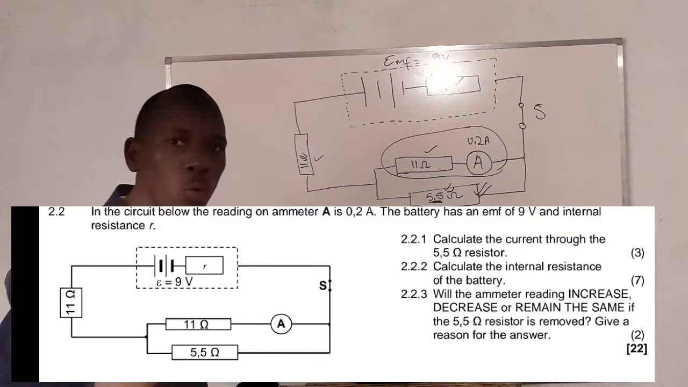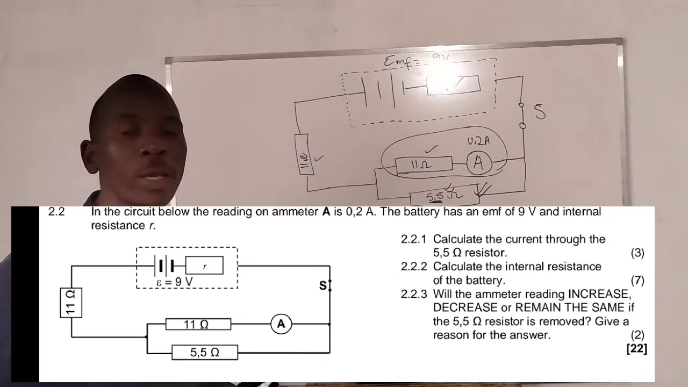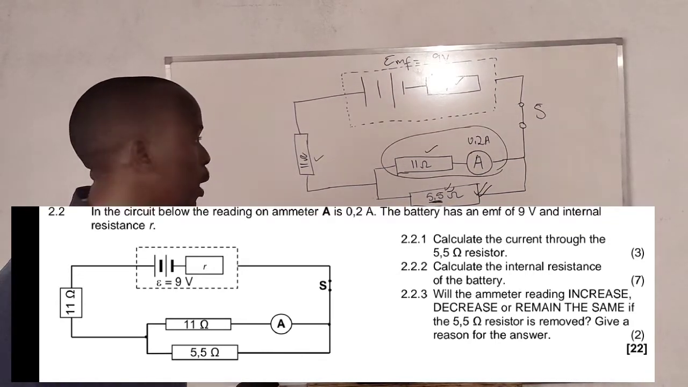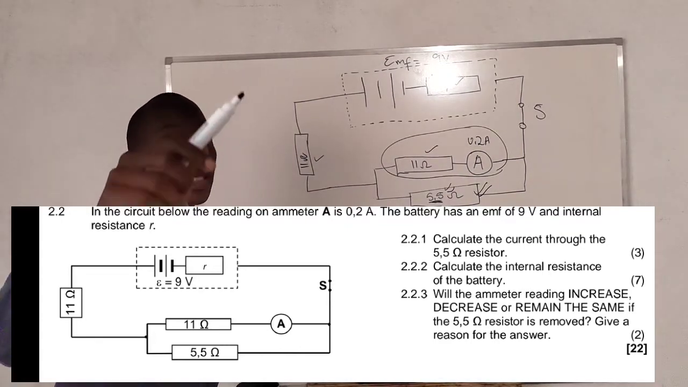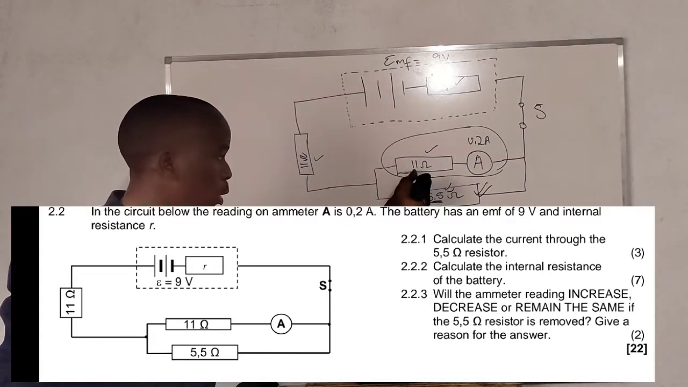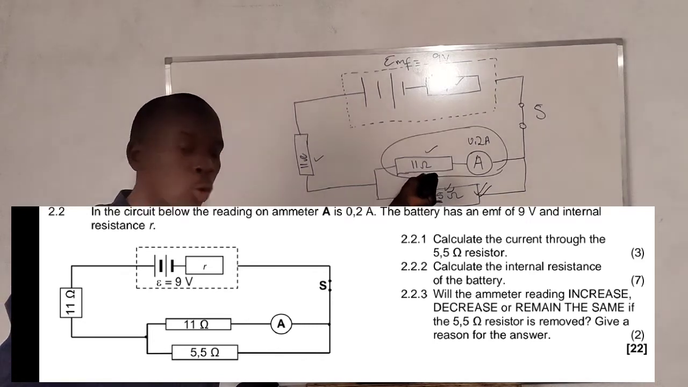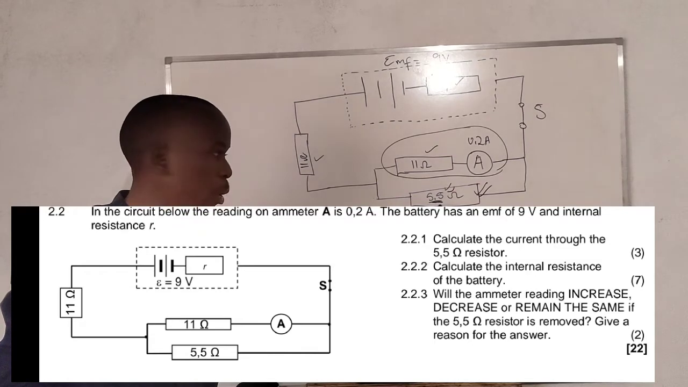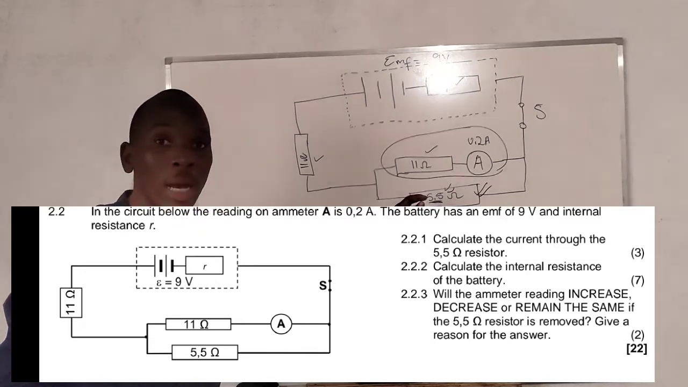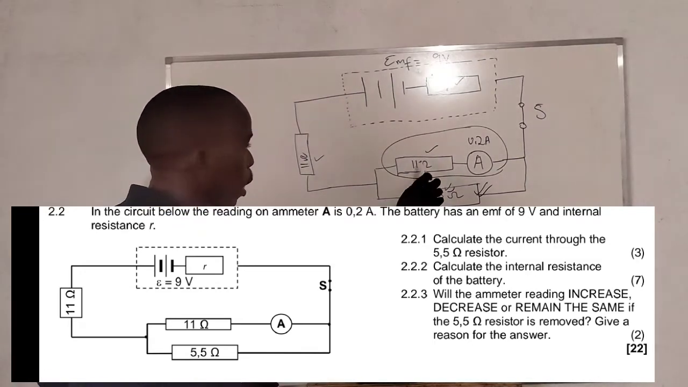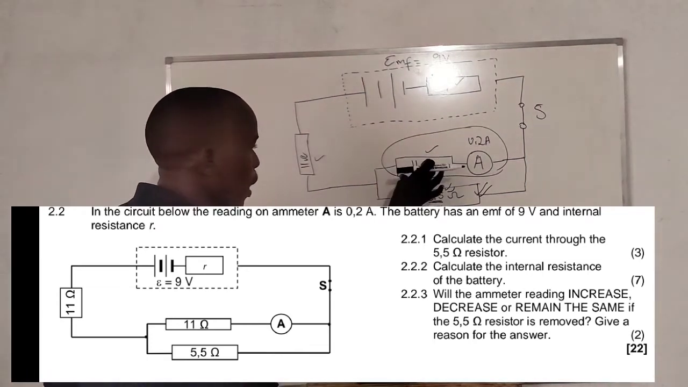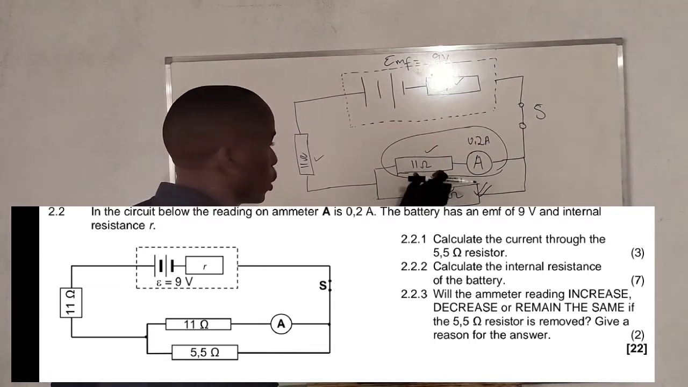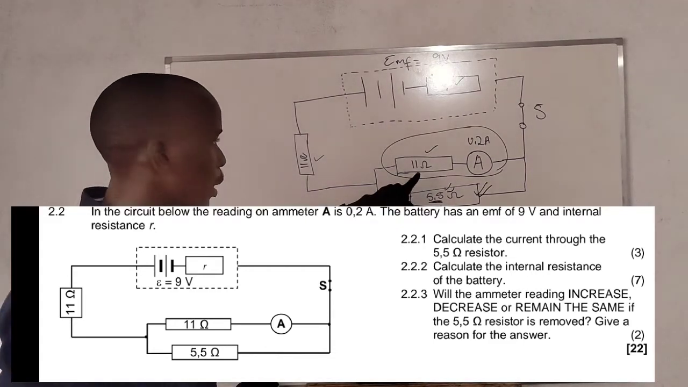So we have got rules that you must use when solving circuit problems. The first one is that the voltage of this resistor and this resistor are the same. The voltage of this 11 ohm resistor is also the same as the voltage of the 5.5 ohm resistor. So why? Because they are parallel. But what is not the same in these two resistors is the current.